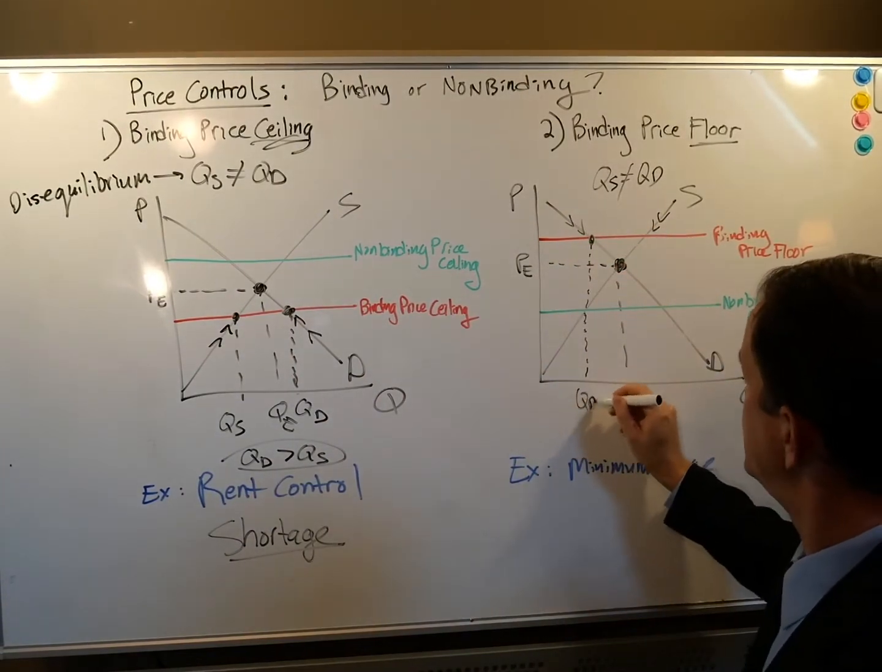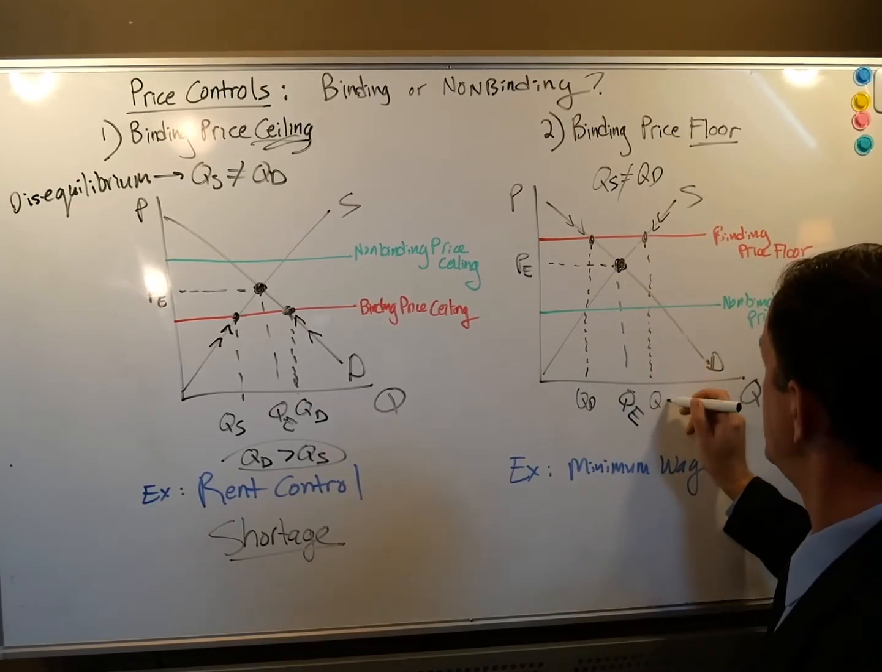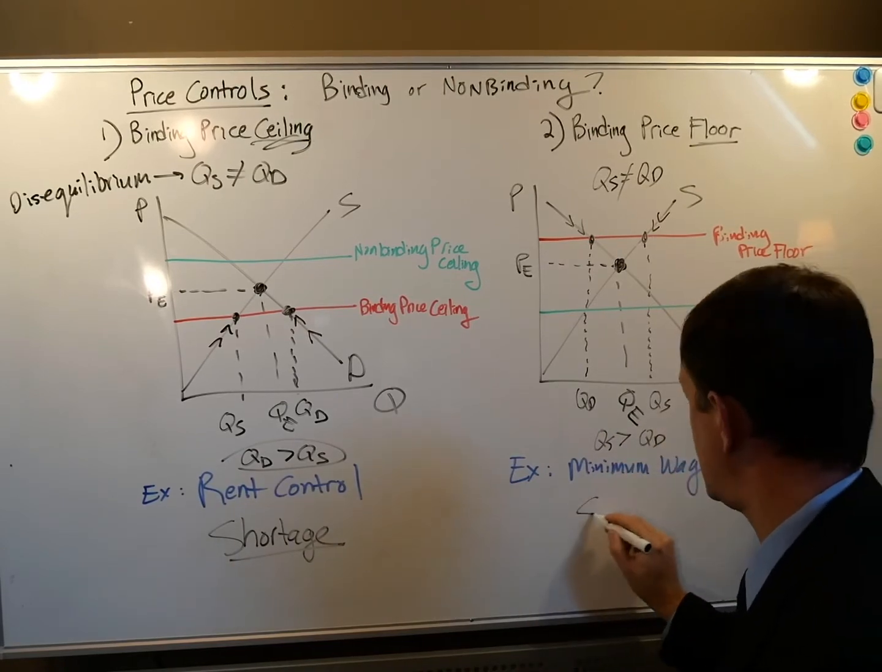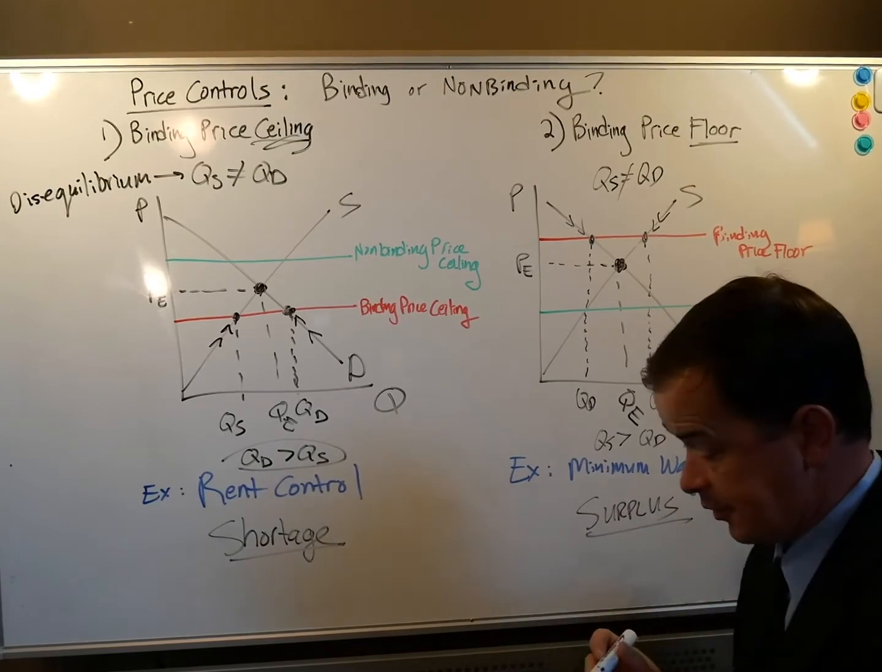There's my quantity demanded. There's my quantity supplied. My quantity supplied exceeds my quantity demanded. I've got too much of something. That's called a surplus. Now, why is the example here minimum wage?